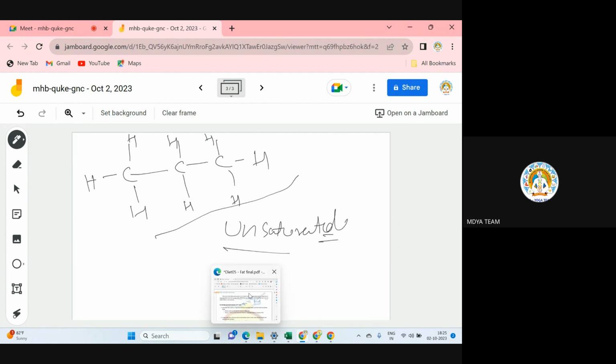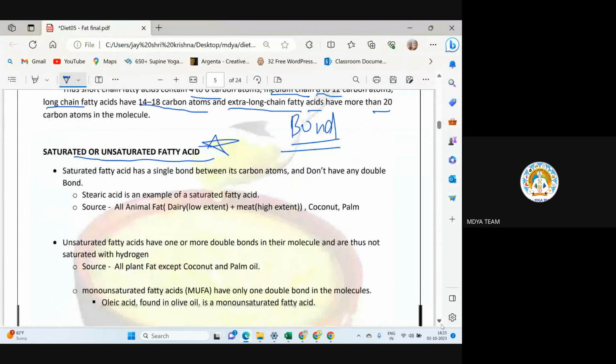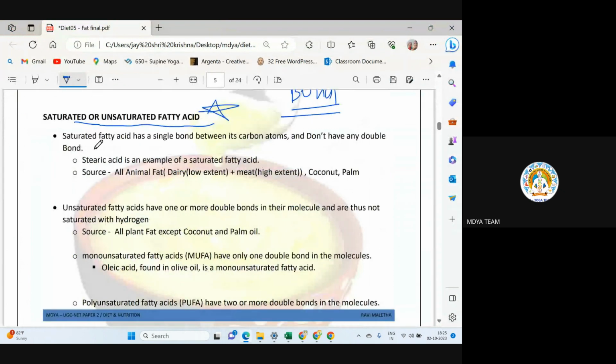So if someone is not understanding this saturation, then you can directly learn this: a saturated fatty acid has a single bond between its carbon atoms and doesn't have any double bond. These saturated fatty acids have all single bonds.